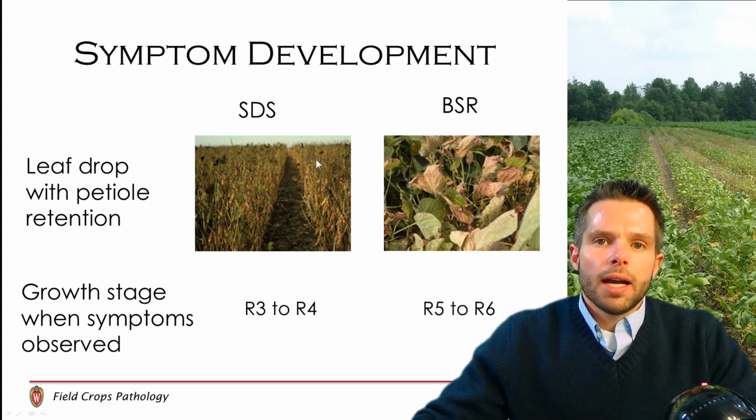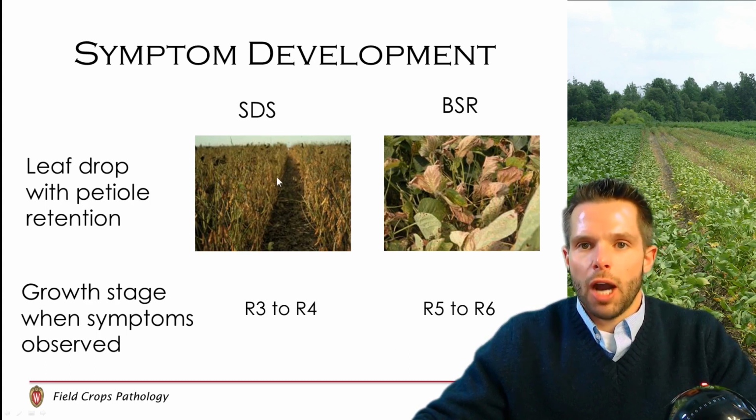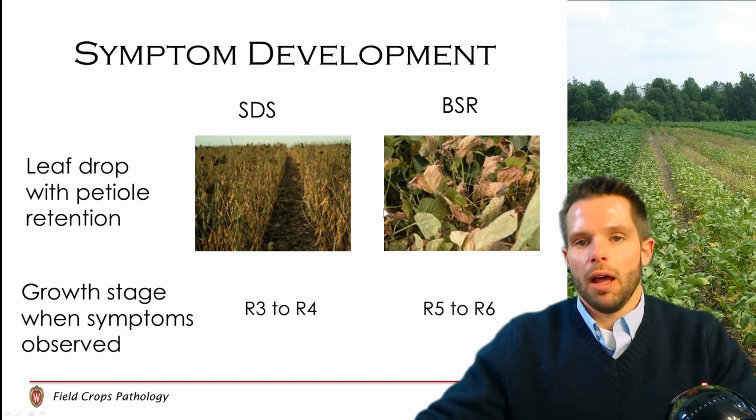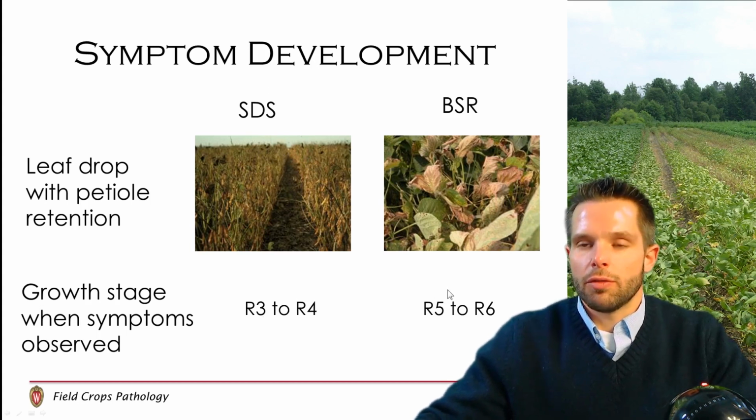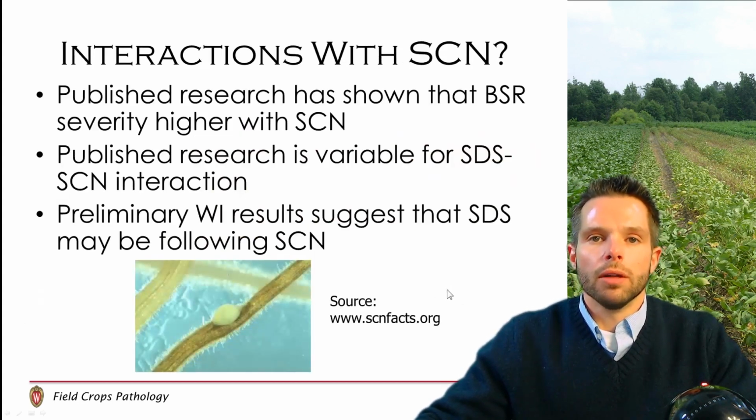Sudden death syndrome, a lot of times in the field, we also will notice leaf drop in severe cases with sudden death versus brown stem rot where the leaves will be attached. And a lot of times the damage appears later with brown stem rot versus sudden death syndrome. So R3 to R4 we might start to see damage from sudden death syndrome versus R5 to R6 with brown stem rot.